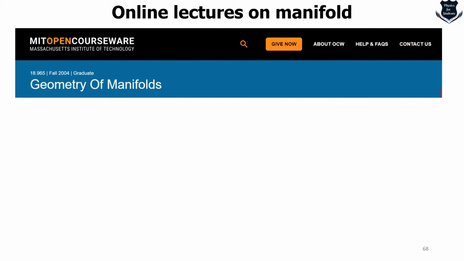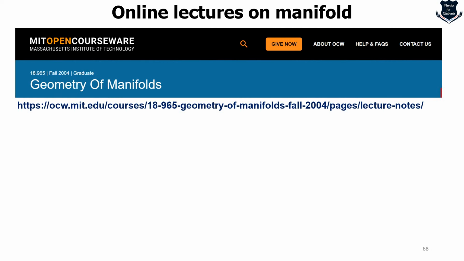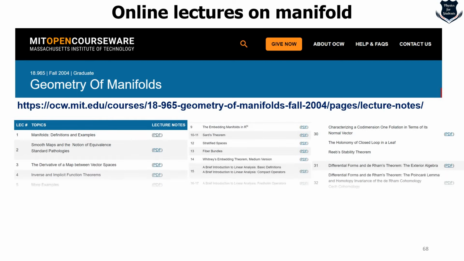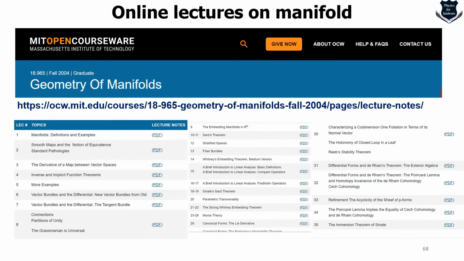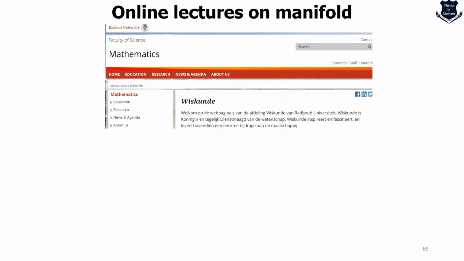The next would be the very famous MIT, Massachusetts Institute of Technology, MIT OpenCourseWare. It has very open-ended lectures. It starts with the manifold definition, and remember all these are in PDF format, so very well you can download all those books. I'm trying to give all those links in the description, otherwise the description would be too long.